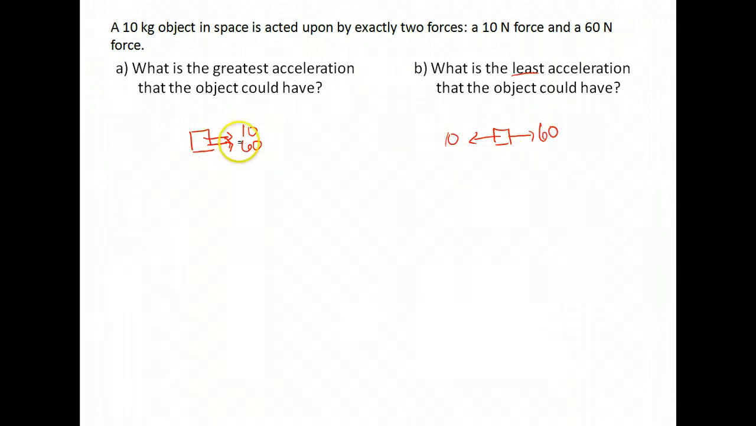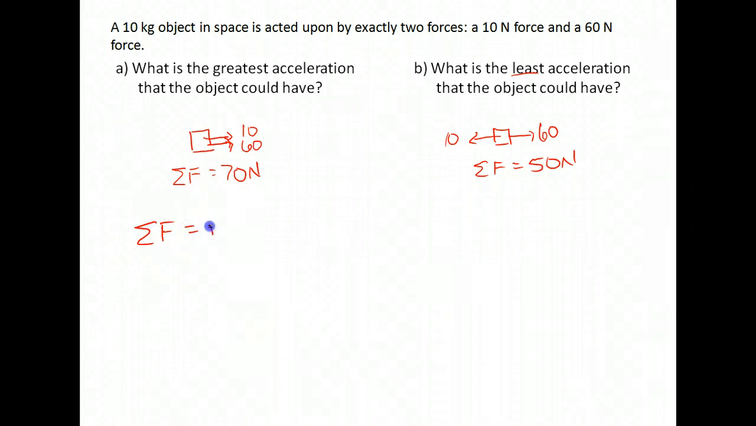All right? So if they're in the same direction, we would add them up, and we would see that the net force on the object would be 70 newtons here. Over here, we'd have to subtract them, and we'd see that the net force on the object would actually be 50 newtons.